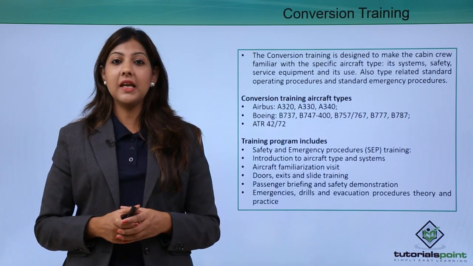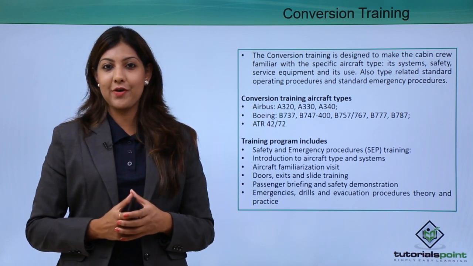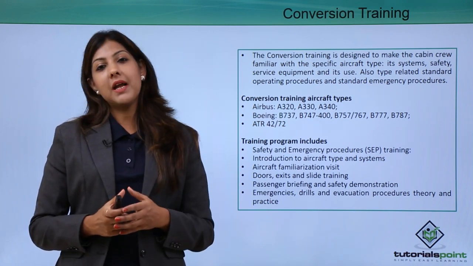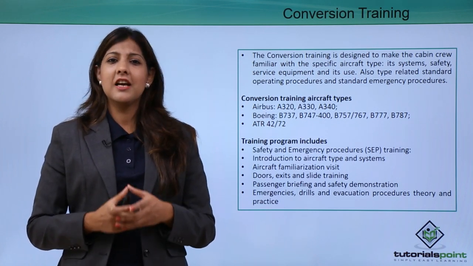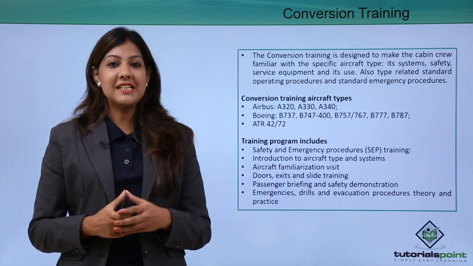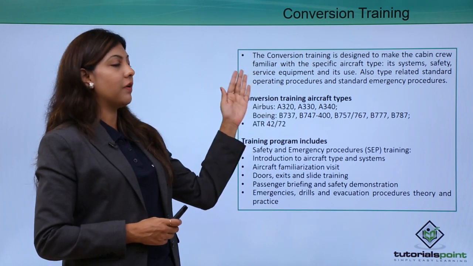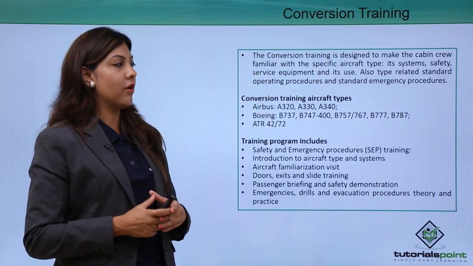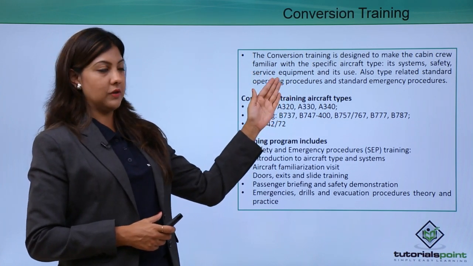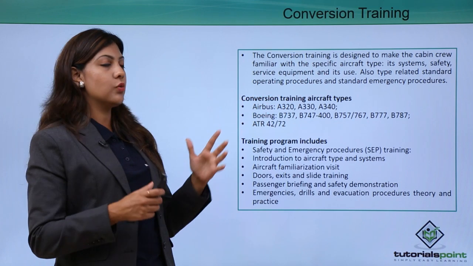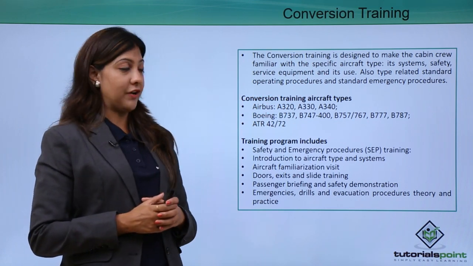Coming to conversion training, now a cabin crew member has to fly different Airbus or Boeing aircraft which have different models. She might be flying an Airbus or a Boeing or even an ATR, which is a propeller aircraft. To know the different types of aircraft in detail, she has to undergo something known as conversion training, which makes the cabin crew familiar with that specific aircraft type, the safety systems, the service equipment, and the usage of all these. It also relates to the standard emergency procedures for that particular type of aircraft.